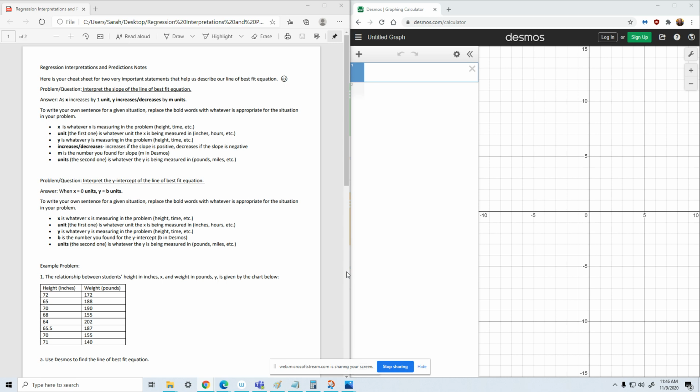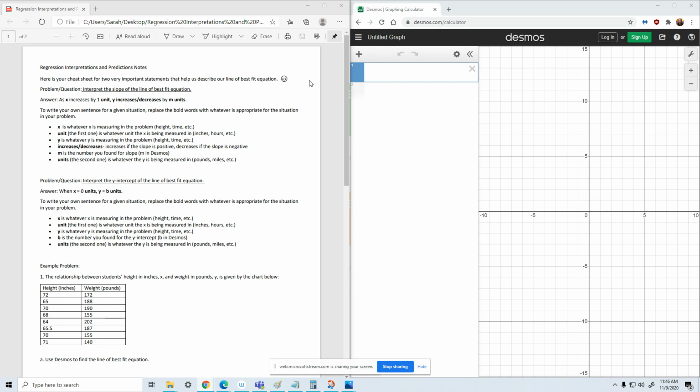Hello, today we're going to continue using Desmos to find our line of best fit, to find R values, and to predict values using our line of best fit equation. However, today we're going to add on a couple more pieces to the puzzle. These are kind of the last new things we're going to add on with these regressions. And that's interpreting the slope of the line of best fit equation and interpreting the y-intercept of the line of best fit equation.